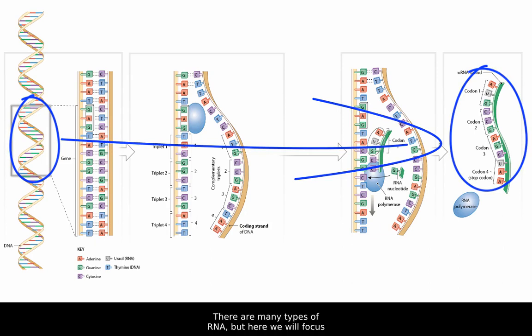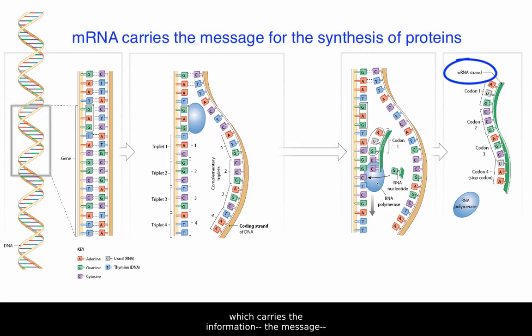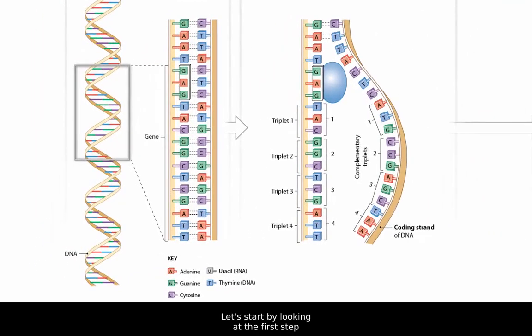There are many types of RNA, but here we will focus on the transcription of messenger RNA, or mRNA, which carries the information, the message, needed to synthesize proteins. Let's start by looking at the first step in transcription, gene activation.